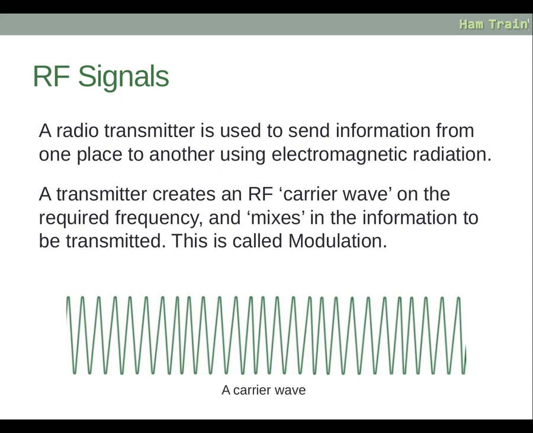So, beginning with radio frequency signals, a radio transmitter is used to send information from one place to another using electromagnetic radiation. A transmitter creates an RF carrier wave on the required frequency and mixes in the information to be transmitted. This is called modulation. A carrier wave, as you can see here, is a consistent wave, even all the way through, at a particular frequency.